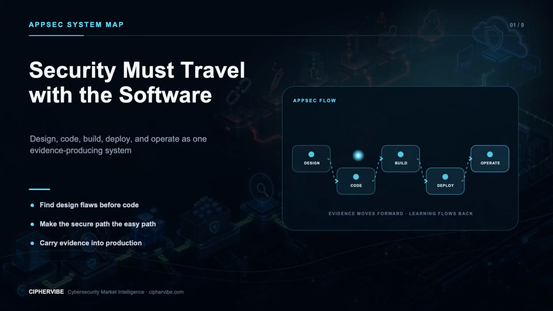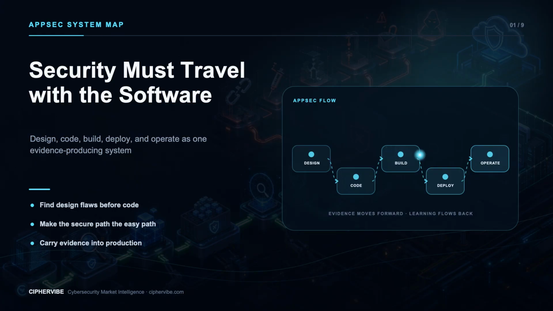Application security, or AppSec, protects the software, the delivery system that produces it, and the data and identities the software handles. Draw the lifecycle from left to right. Product requirements and threat models shape the design. Developers write code and tests inside a controlled source repository. The build system resolves dependencies, compiles, scans, tests, packages, and signs an artifact.